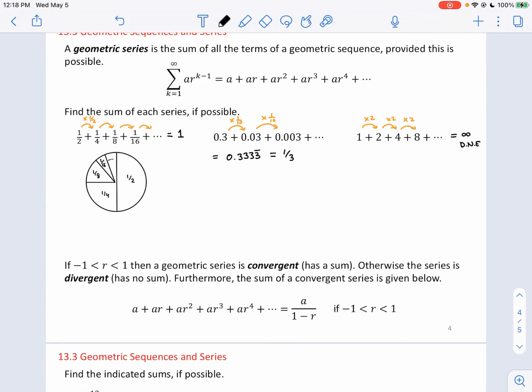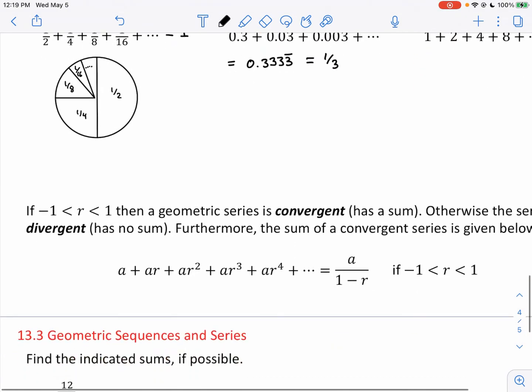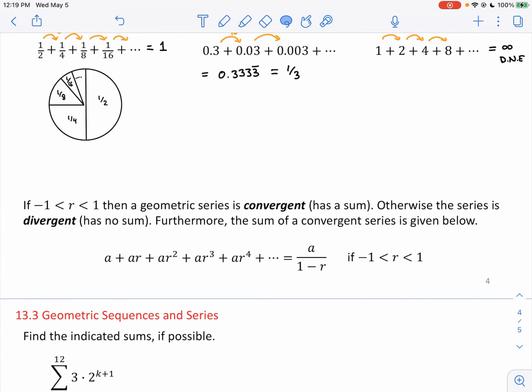If a geometric series, or if any series has a sum, we say it's a convergent series. And if a series does not have a sum, we say it's a divergent series. And for the case of geometric series, the deciding factor is going to be the size of the ratio. If the ratio is between -1 and 1, not inclusive, so it can't be 1 or more than 1, and it can't be -1 or less than -1. So it has to be strictly in between -1 and 1. Then a geometric series is convergent, meaning it has a sum. Otherwise, the series is divergent, meaning it has no sum.